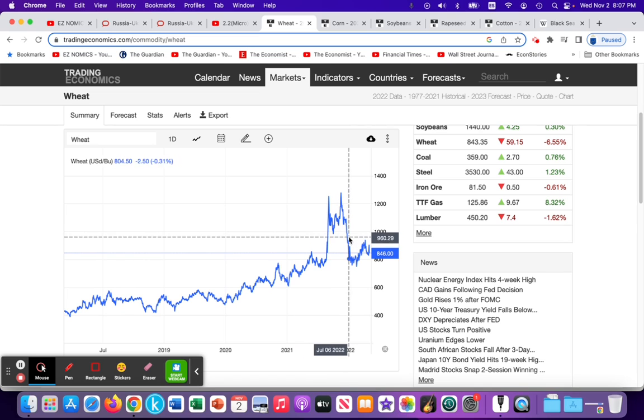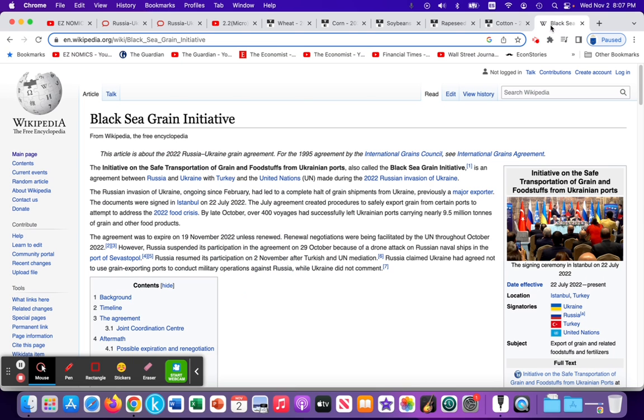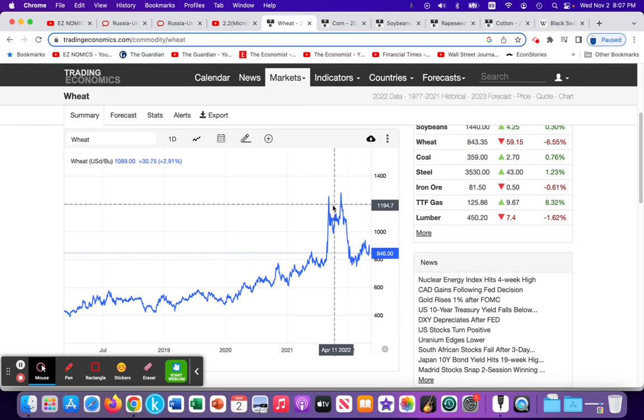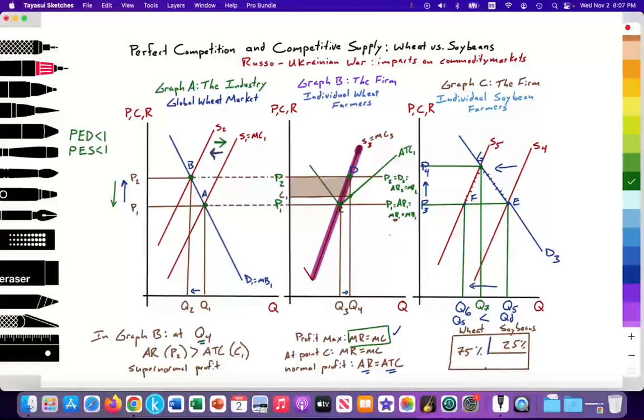Probably the significant reason why this is falling is due to the Black Sea Grain Initiative, but also in theory, the higher prices attract more farmers worldwide to produce wheat, and they collectively increase the global supply, which would also drive the price down. So the supply has shifted out in graph A from S2 to S1, driving price back down.